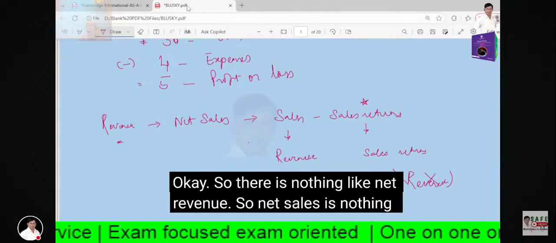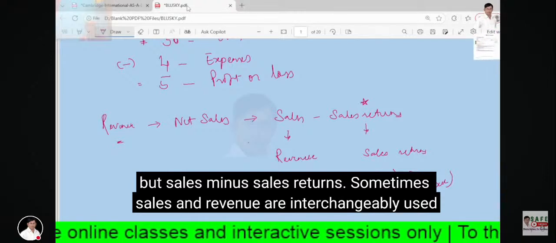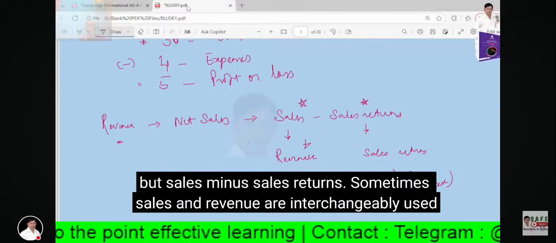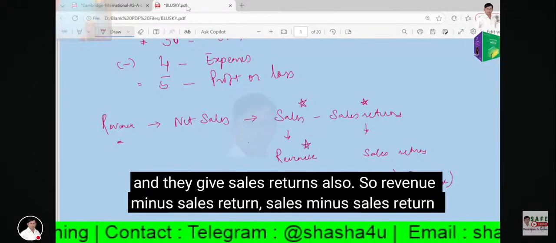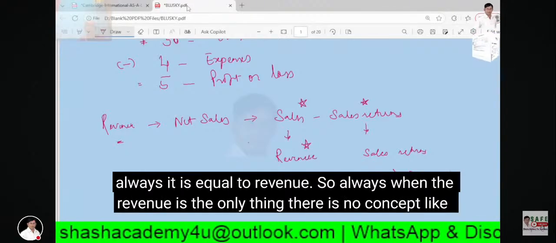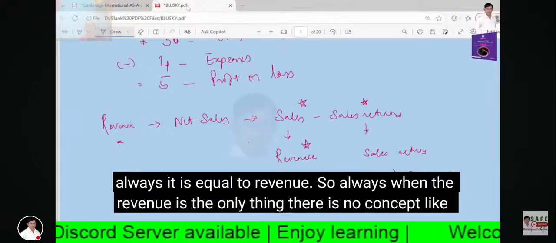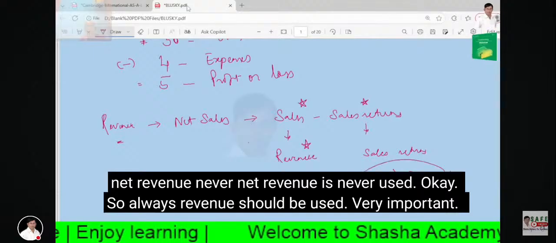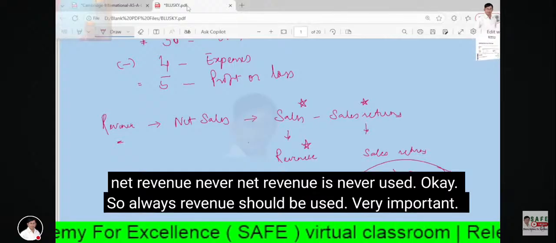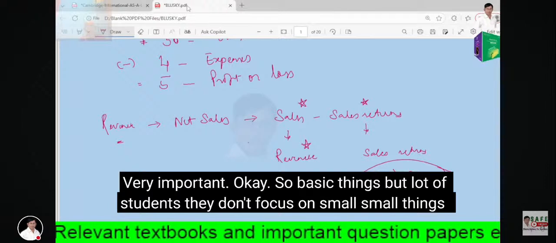Net sales is nothing but sales minus sales returns. Sometimes sales and revenue are used interchangeably, and they give sales returns also. Revenue, that is sales minus sales returns, is always equal to revenue. There is no concept like net revenue. Net revenue is never used. Always revenue. Very important.